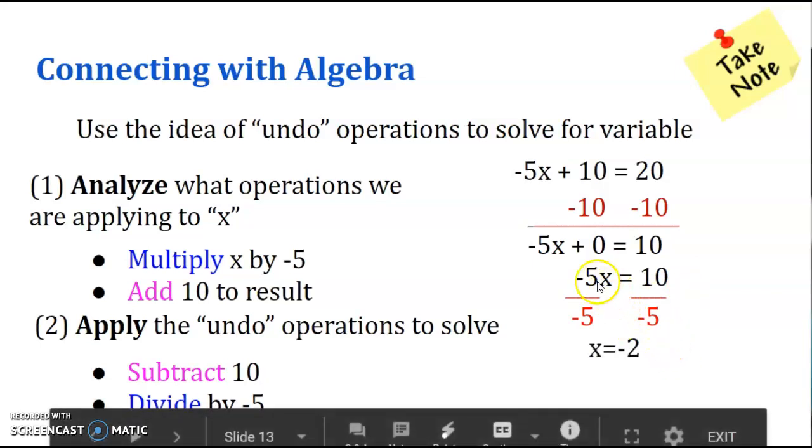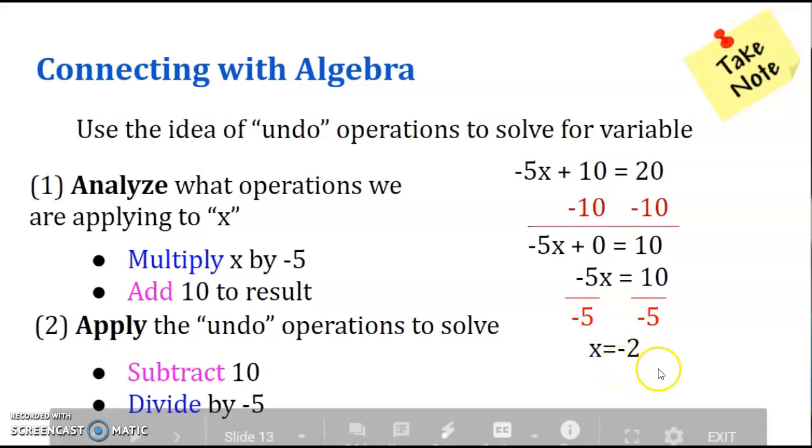Okay, so then you're left with negative 5 divided by negative 5. That just becomes 1. Negative 5 divided by negative 5: anything divided by the same number is just 1. So you're left with just 1 times x, which is the same as just x. And 10 divided by negative 5 is negative 2. Why? Because 10 divided by 5 is 2, and positive divided by negative is negative. So x is negative 2. And that's our magic number that we were looking for. Or we just solved the equation.